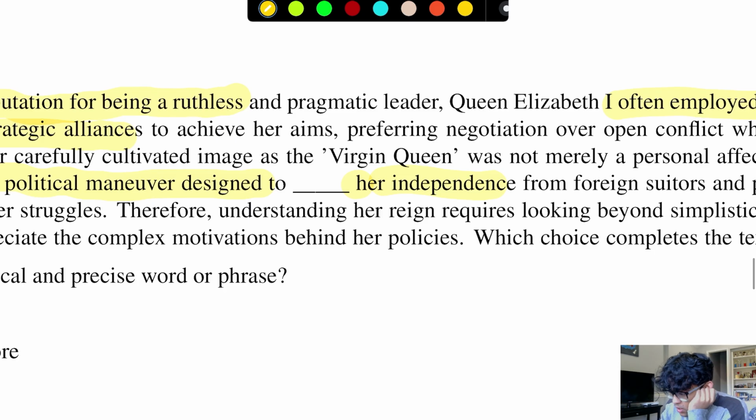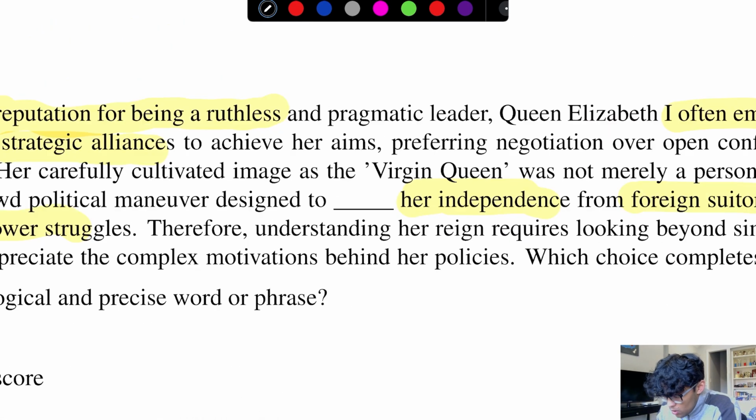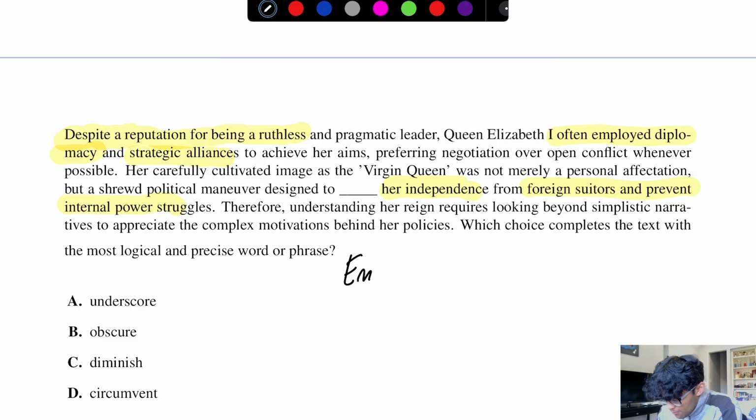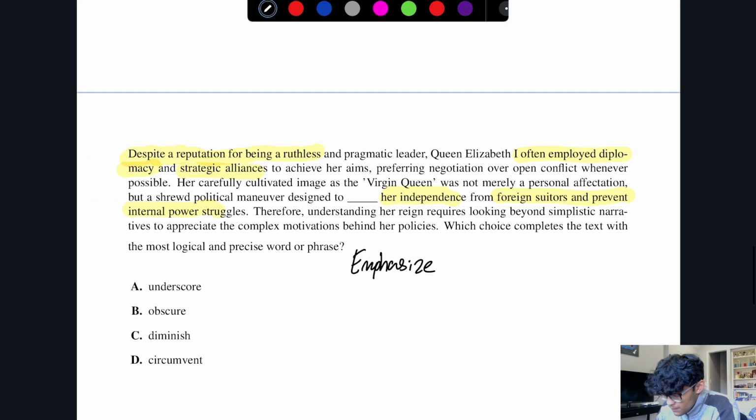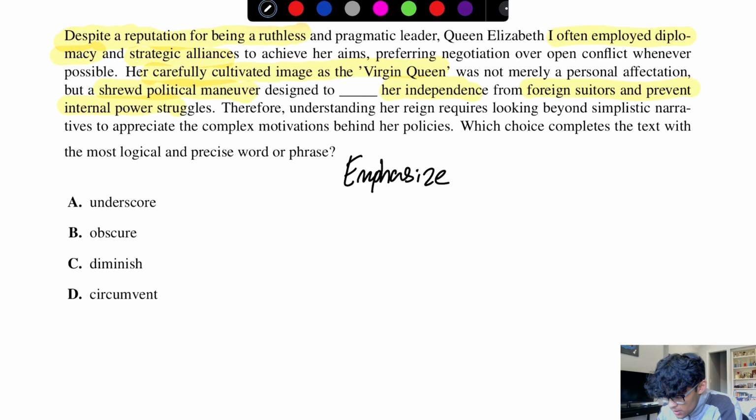So obviously, being the queen, she wants to show that she's independent. I would say emphasize is probably a good one. She wants to emphasize her independence, and this prevents foreign suitors and internal power struggles from causing problems. Emphasize doesn't really fit in that blank grammatically, but I'm going to say emphasize is our word because she's trying to emphasize her independence. It's further backed up by the fact that she carefully cultivated her image as the Virgin Queen. So she's doing these shrewd political maneuvers to emphasize her independence. I think that makes sense.